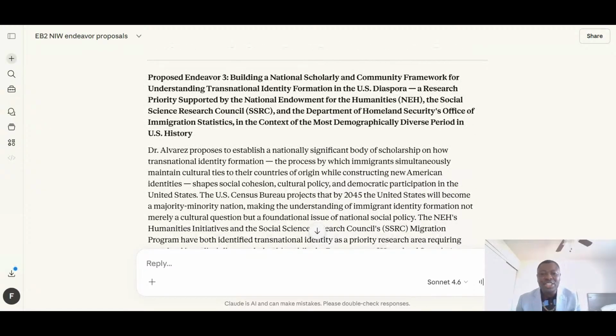Another one is building a national scholarly and community framework for understanding transnational identity formation in the US diaspora, a research priority supported by the National Endowment for the Humanities, the Social Science Research Council, and the Department of Homeland Security Office of Immigration Statistics, in the context of the most demographically diverse period in US history. So you can see how to come up with a strong, specific, and compelling proposed endeavor. Okay, so let me return to my slides as we close.